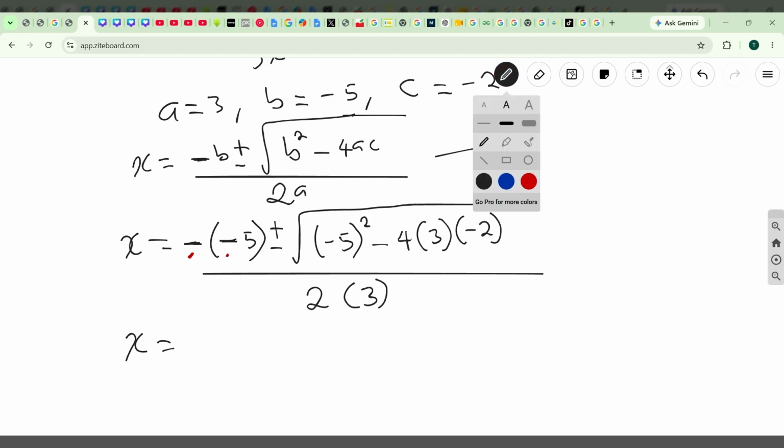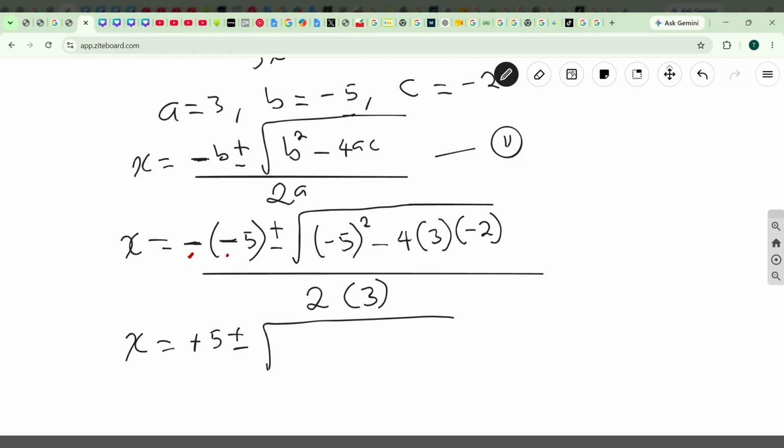So we'll have positive 5 plus or minus the square root of negative 5 squared, which simply means positive 25. So that's going to give us 25. And then 4 times 3 is 12. 12 times 2 is 24. And then negative multiplied by negative is positive, so I have positive 24. And this is going to be divided by 6.